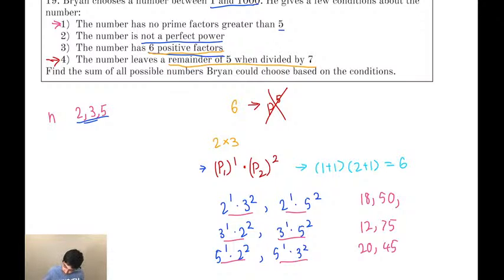So the first number leaves a remainder of 4 when divided by 7. This number leaves a remainder of 1 when divided by 7, since 49 is a multiple of 7. 12 leaves a remainder of 5 when divided by 7, so this works. 75 leaves a remainder of 5 when divided by 7, so this works also. 20 leaves a remainder of 6 when divided by 7, so this doesn't work. Just cross these out. 45 leaves a remainder of 3 when divided by 7, so that doesn't work. So overall we have 12 plus 75 equals 87, the answer.